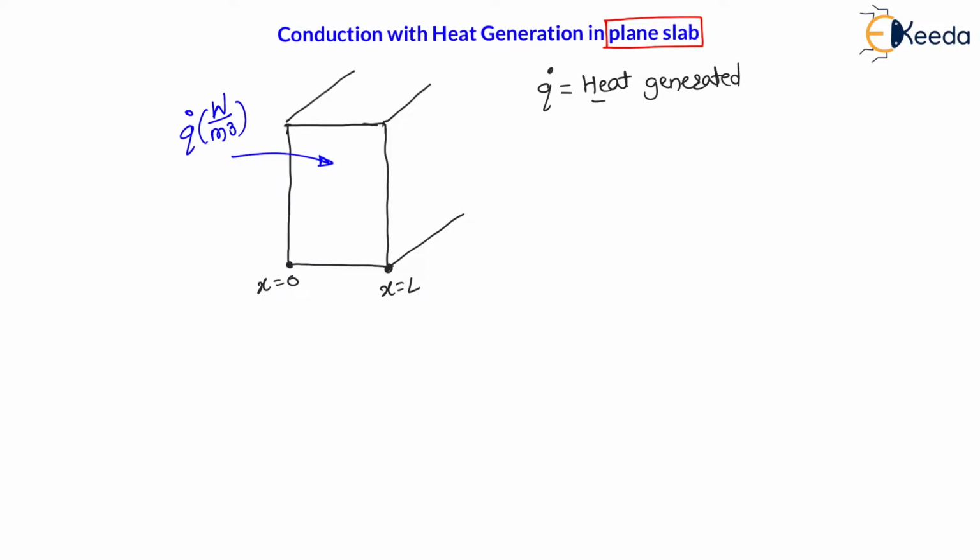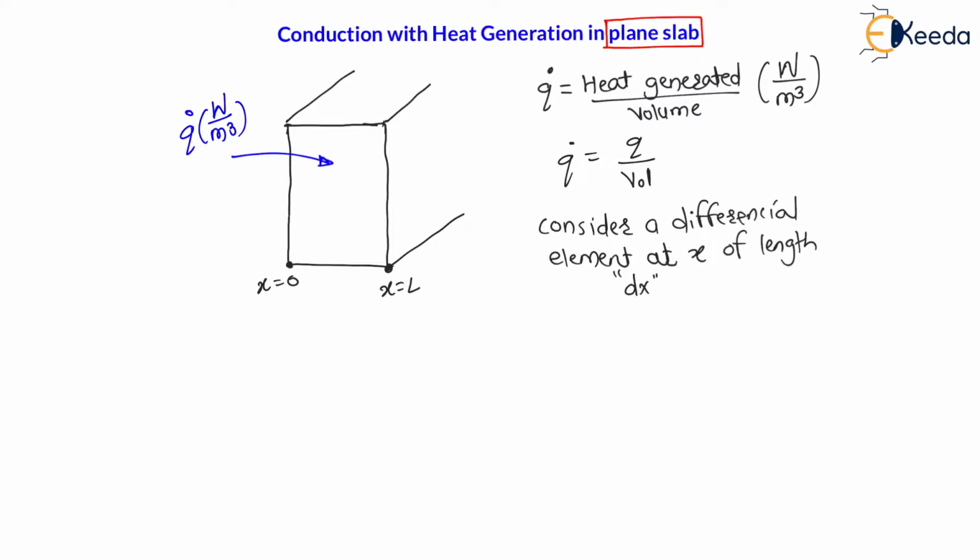Heat generated in the slab per unit volume is called q dot, where heat generated is in watt and volume is in meter cube. This is called heat generated per unit volume, or also the uniform heat generation rate through the slab. q dot is the uniform heat generation rate, which is nothing but heat generated Q divided by volume. Therefore q dot is equal to Q divided by volume.